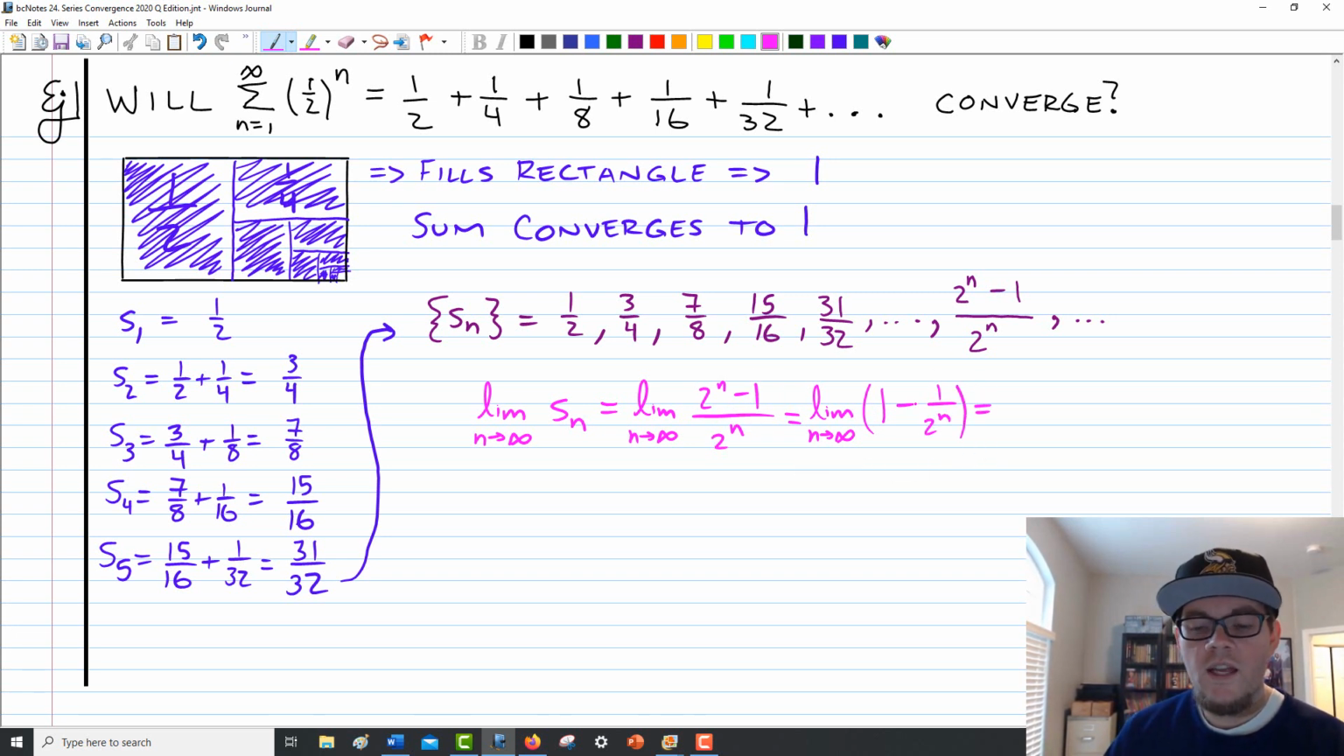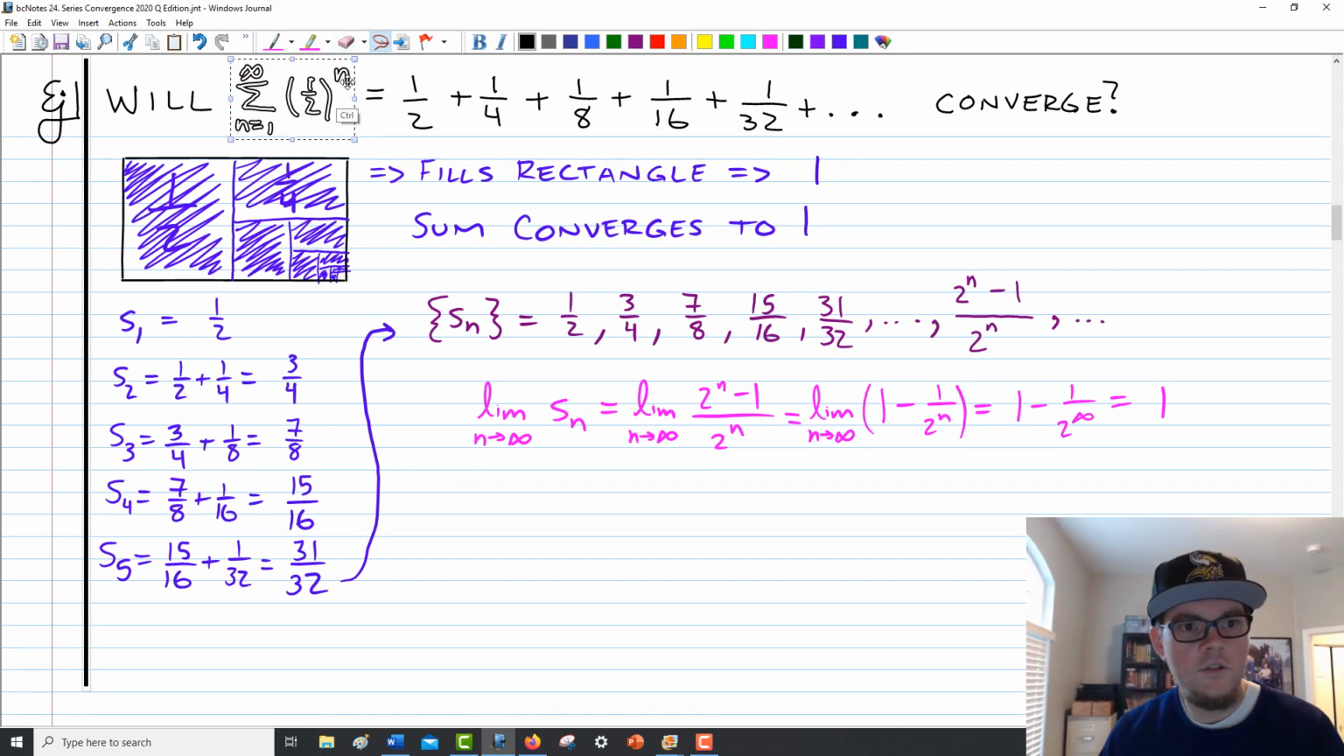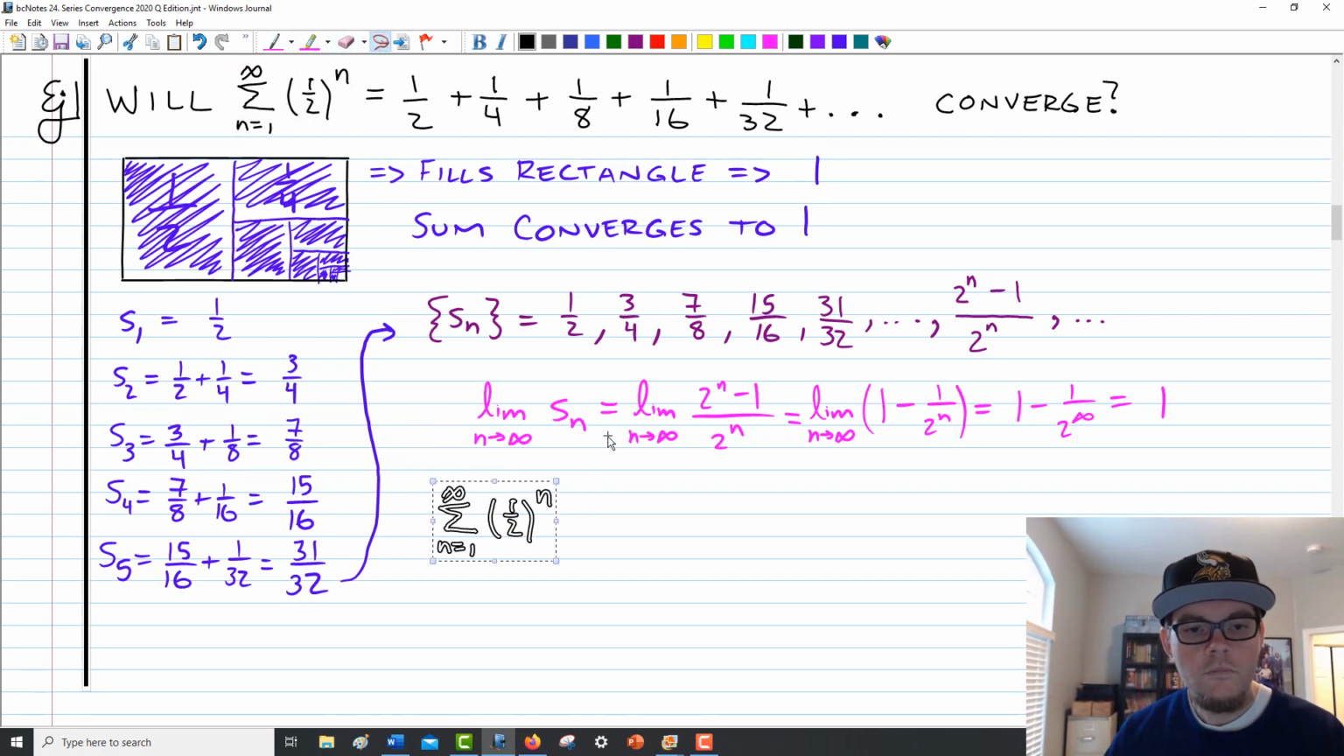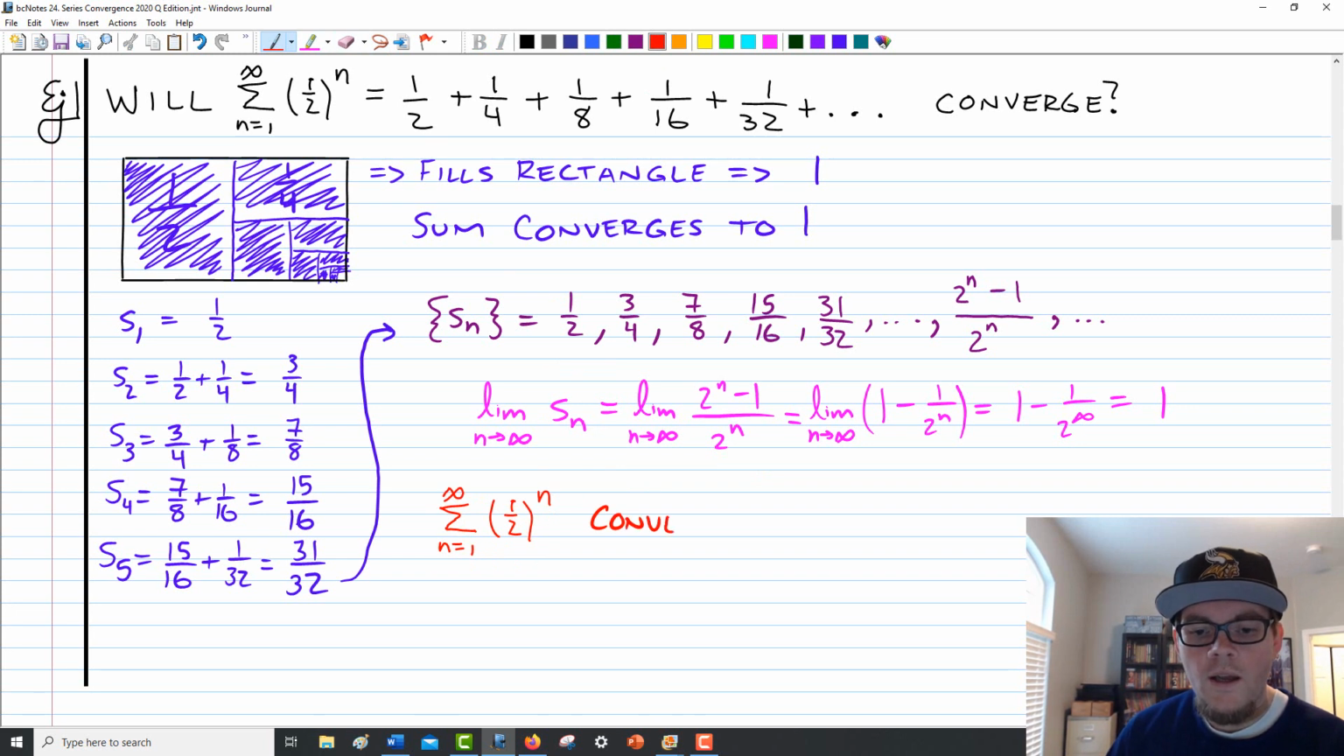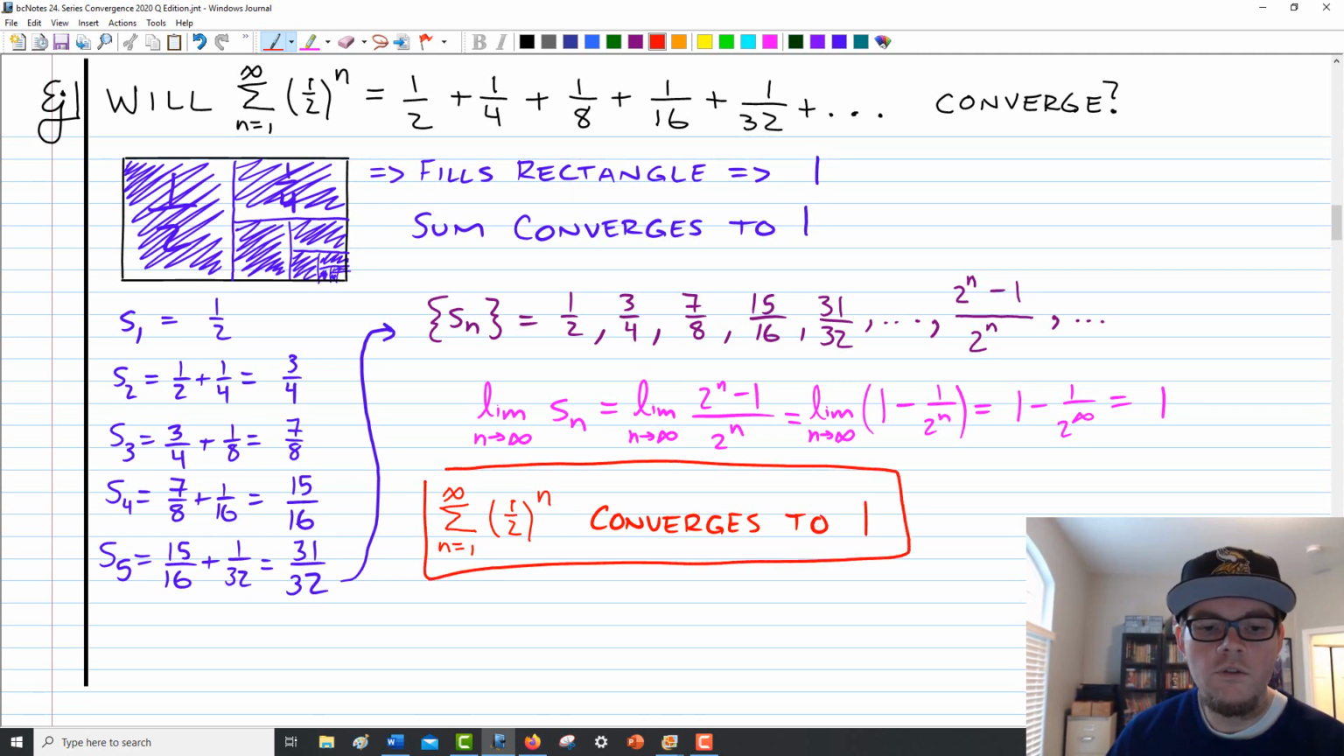And if you see what this thing does as n goes to infinity, we get 1 minus 1 over 2 to the infinity, and that is, of course, equal to 1. So what that shows me is that this particular series, which again, I'm going to be a lazy cheater here, appears to converge to 1. And of course, that doesn't come as a surprise, because that whole geometric picture was meant to show us that it looks like indeed this series goes to 1.